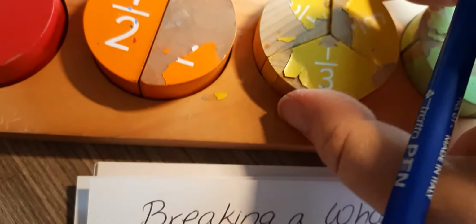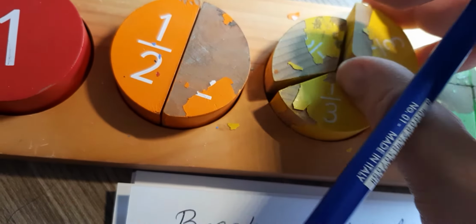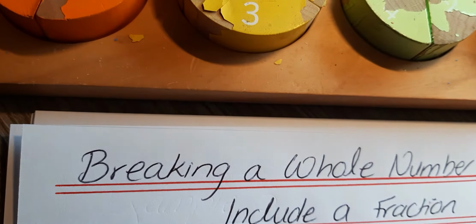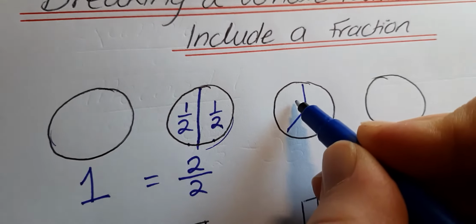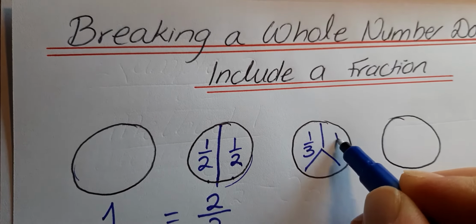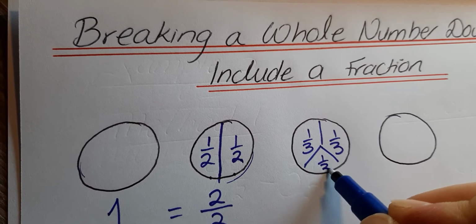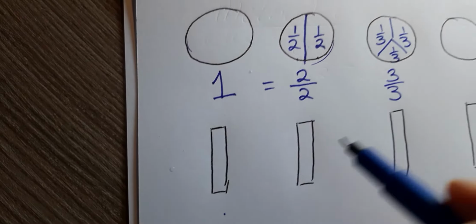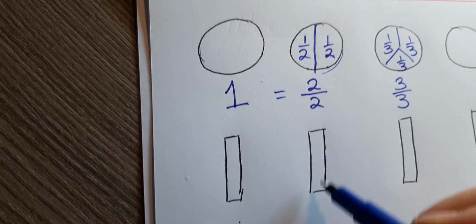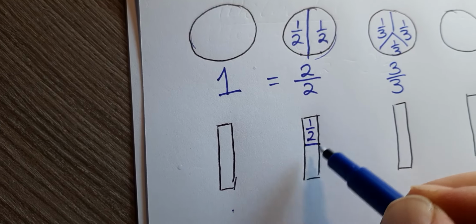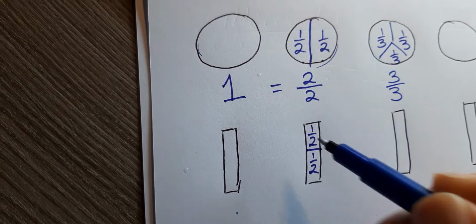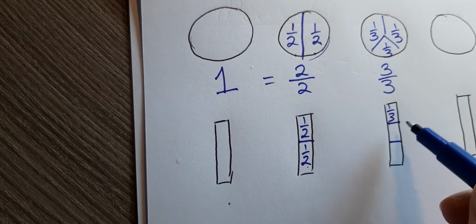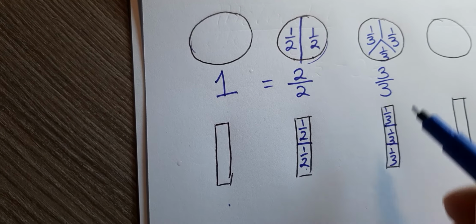Or if I split it into 3, then I have 1, 2, 3 thirds. Okay, so if I split it into thirds, I have 1/3, 1, 2, 3. I have 3 thirds. In the same way, I can be splitting my bar here. So my bar into 2 halves, a half and a half, 2 halves. A third, a third, a third. 3 thirds.